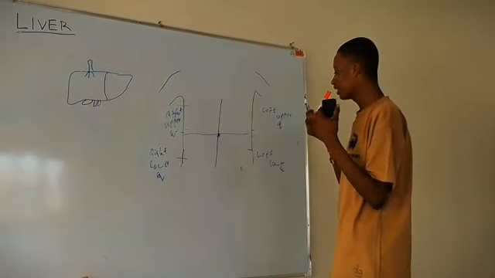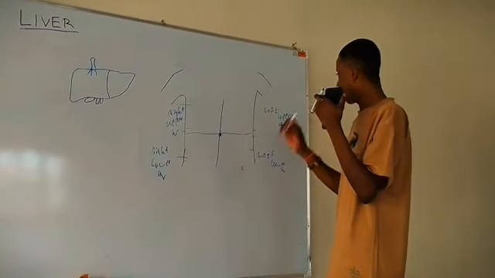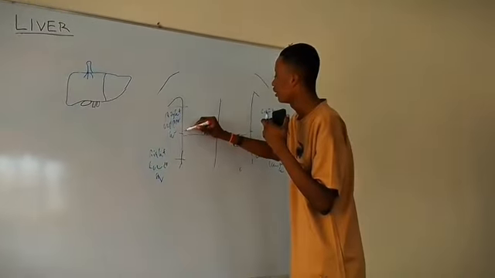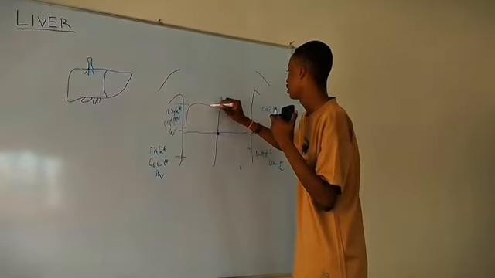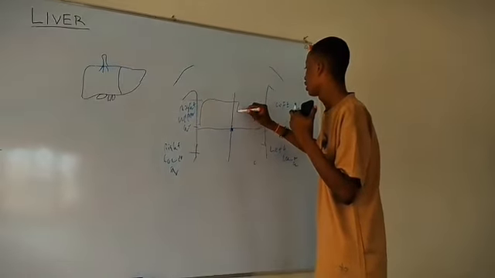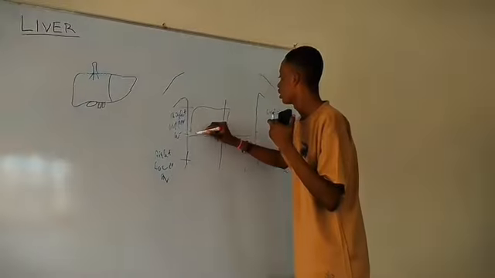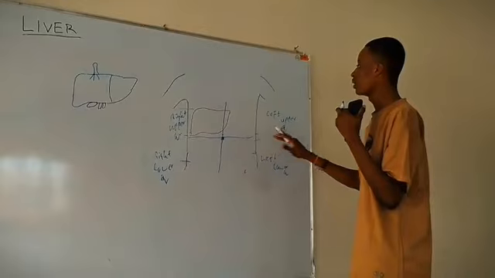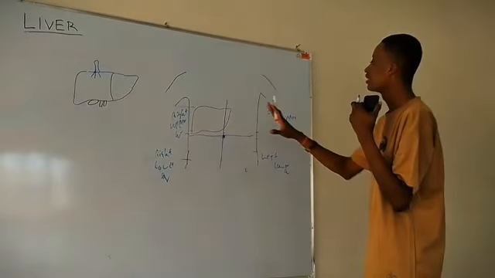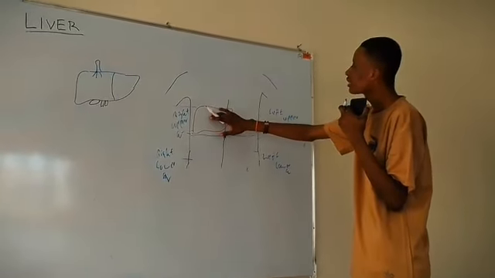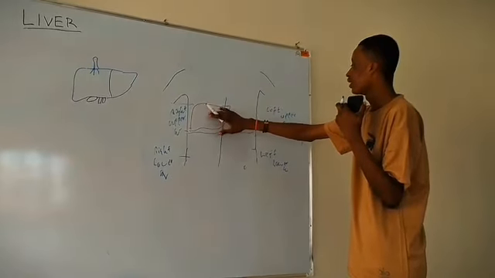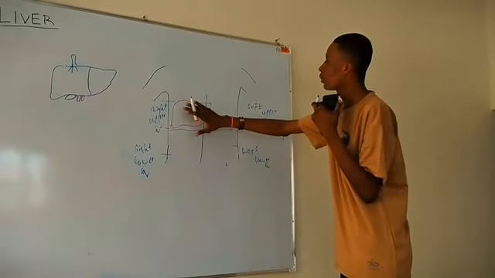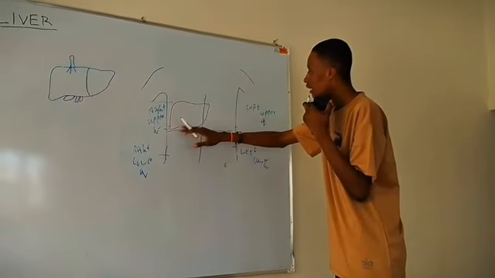Now, where is the liver? We can clearly see that the liver will be here, somewhere here. So with all this diagram, we can clearly see that the liver is located at the right upper abdominal region, slightly to the left.